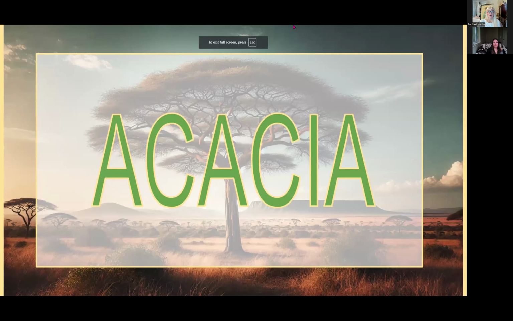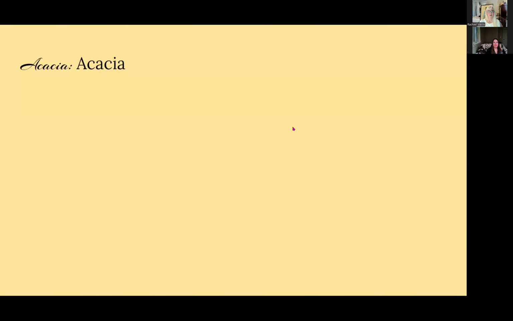We are looking at Acacia. If you see behind there, that is an acacia tree. It's one of many ways that acacia is known, and we're going to talk about those ways. There are so many different names for acacia. Acacia is like its Latin name. We're going to talk about the different types of acacia, but it all starts with acacia.